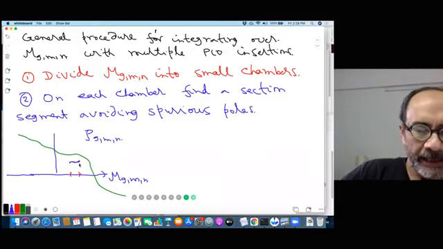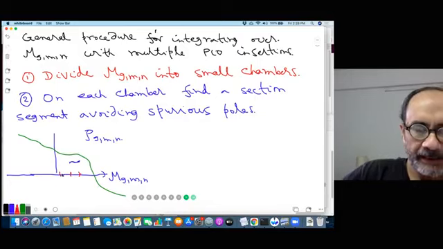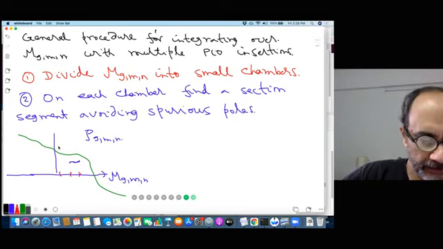And do it independently on each segment. So on each chamber, we do this. So we have a next chamber. On this chamber, we choose an independent section segment. Say we choose this, again avoiding the spurious pole. This also avoids the spurious pole.